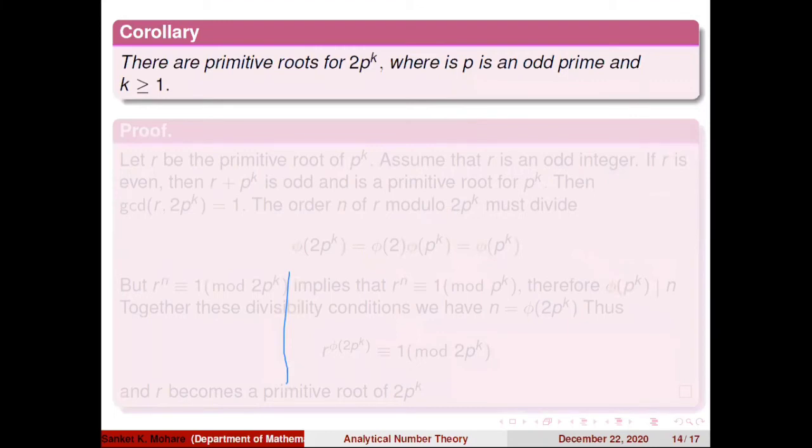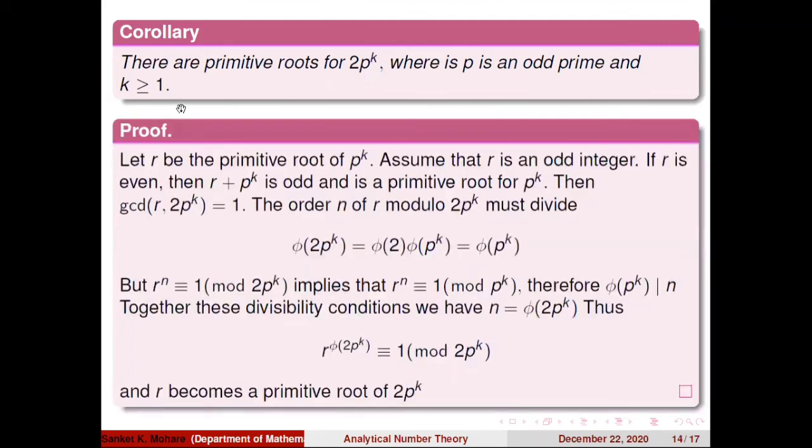Next corollary: there are primitive roots for 2 times p to the power k, where p is an odd prime and k is greater than or equal to 1. So what we have to prove? We have to prove there are primitive roots for 2 into p to the power k, where p is an odd prime and k is greater than or equal to 1. In the earlier theorem we proved there are primitive roots for p to the power k, where p is an odd prime and k is greater than or equal to 1. So now we have to use the same structure to prove this corollary.